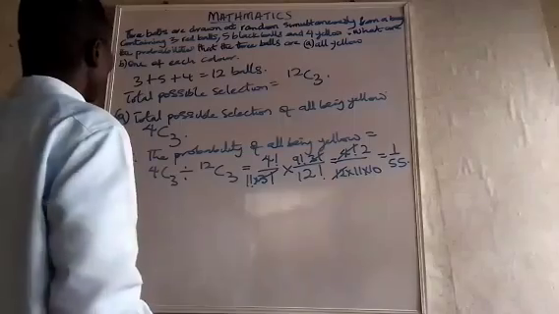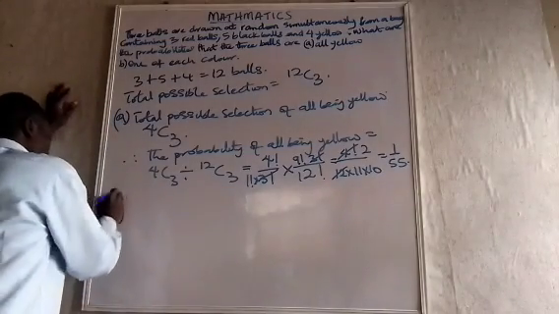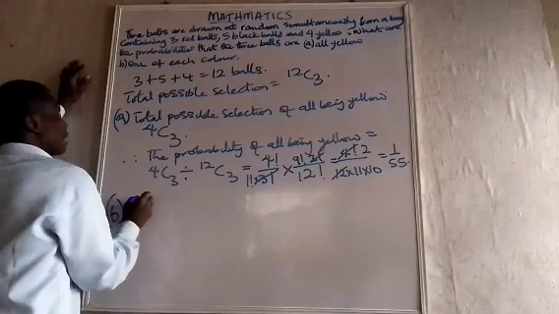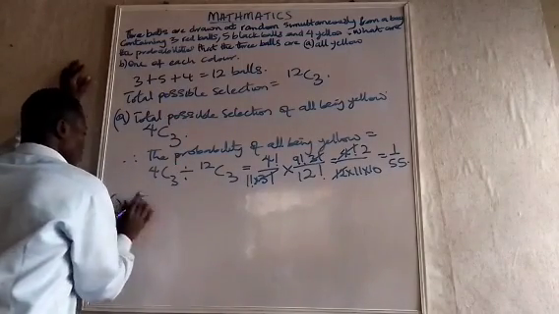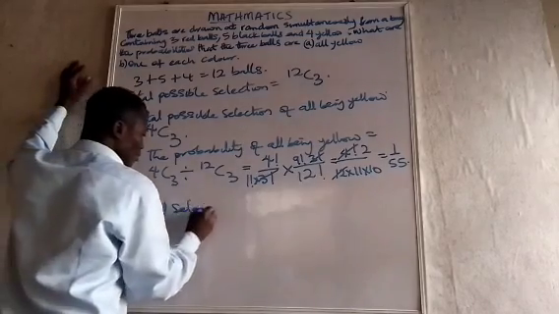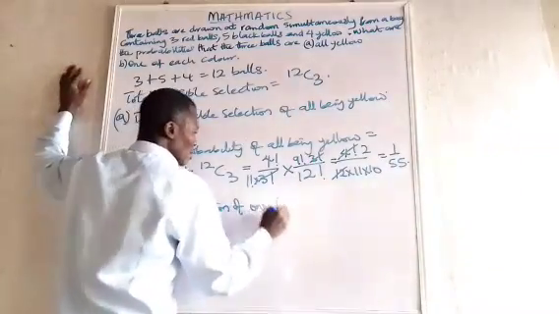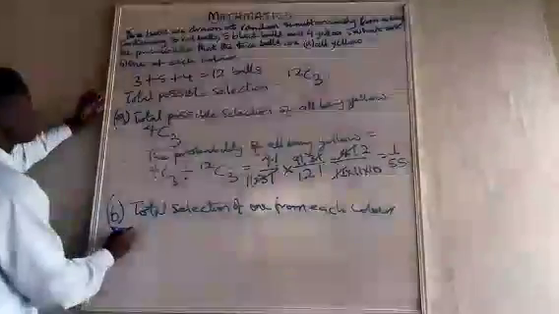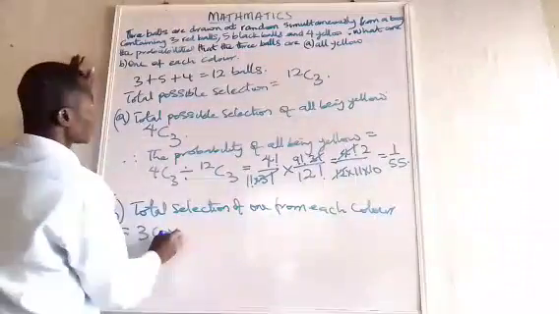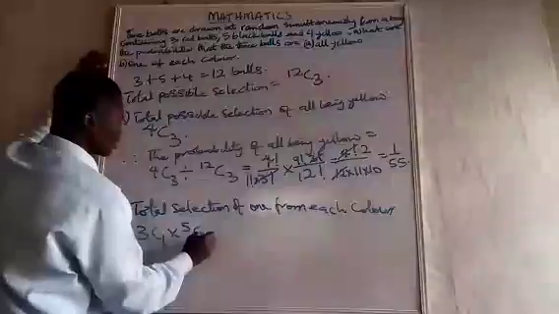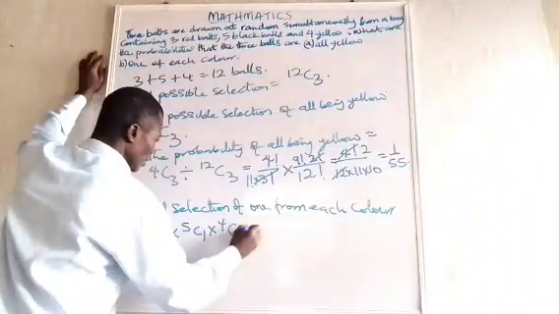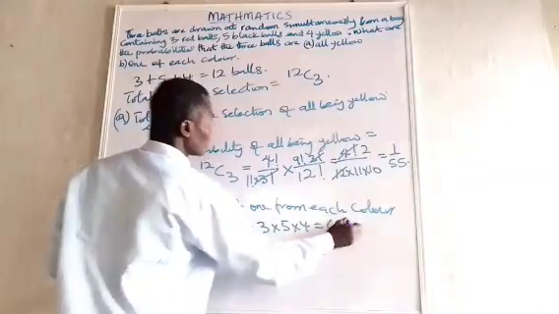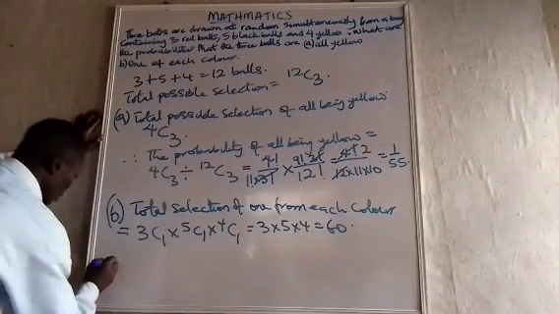Now let's go to B. It says one of each color. So which means that we are going to select one from red, one from black, and one from yellow. So we are going to have total selection of one from each color equal to 3C1 times 5 choosing 1 times 4 choosing 1. So we know that this is going to be just 3 times 5 times 4. That is 60.